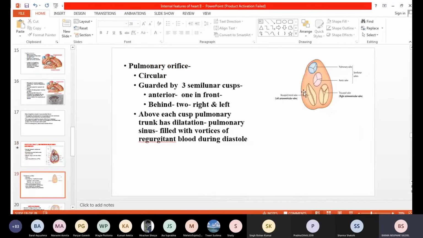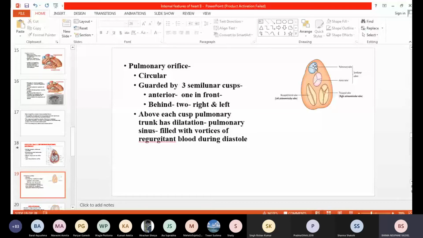Now the pulmonary orifice, you can see in this blue color. The pulmonary orifice is circular in orientation and is guarded by the three semilunar cusps. One thing to remember for the viva: one cusp is in front, whereas behind there are two, right and left. So there is one anterior cusp and two on the posterior side. Above each cusp is the pulmonary trunk.